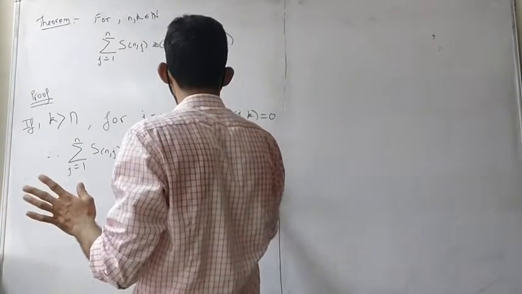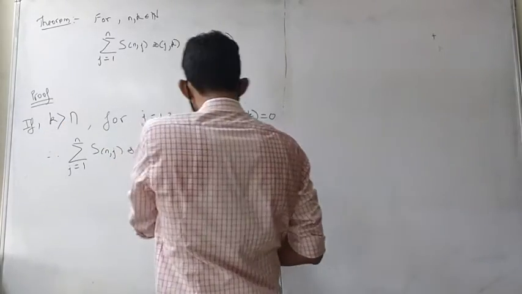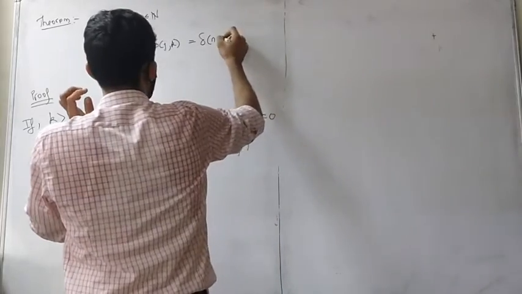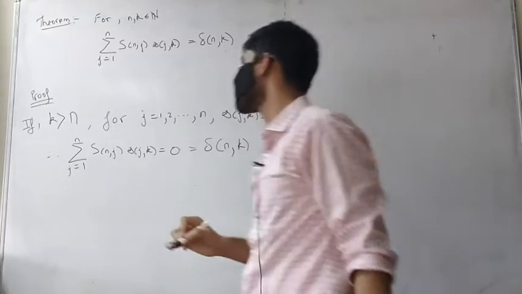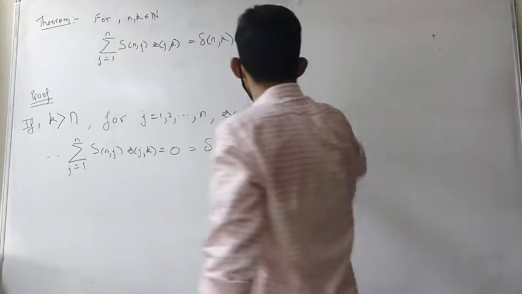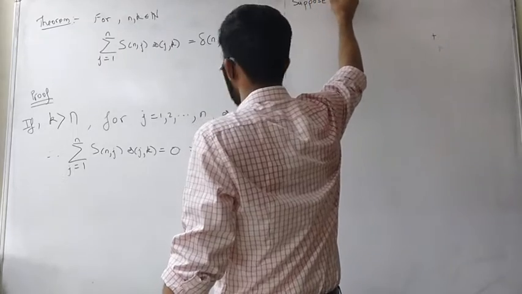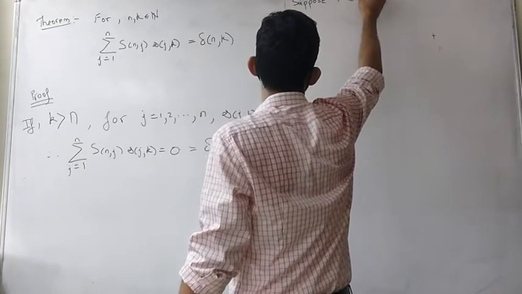This is delta n comma k, different from j. All terms are 0, so it is 0. So suppose k is less than or equal to n.